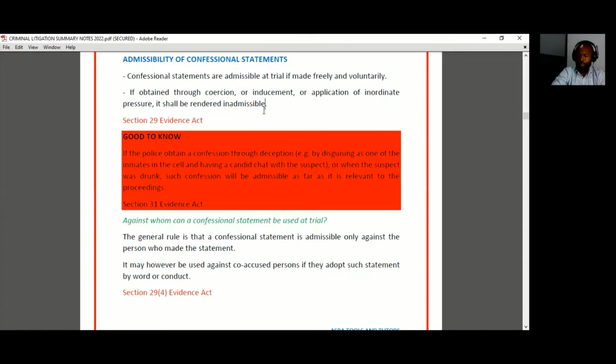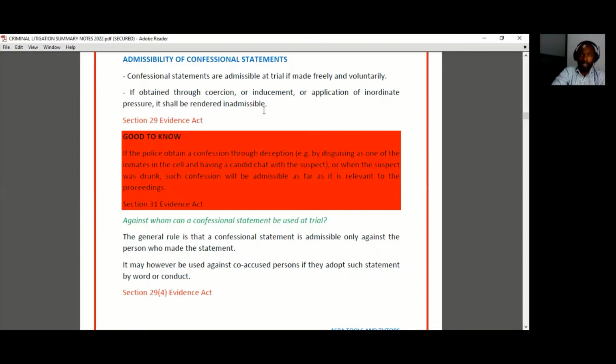Now, something else that happens sometimes is that the police may trick the suspect into making a statement, where, for instance, a policeman disguises as a criminal, and so the suspect feels free speaking and discloses to him that he committed the offense. Would that statement be admissible?